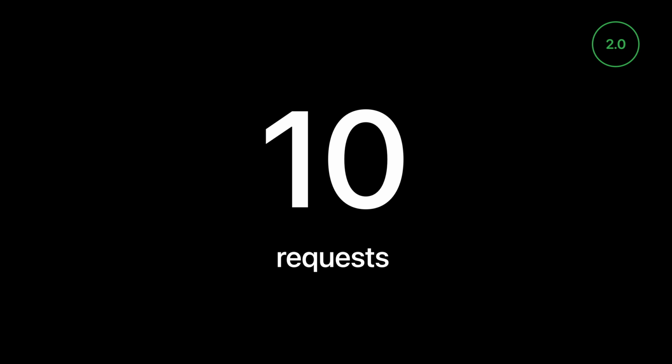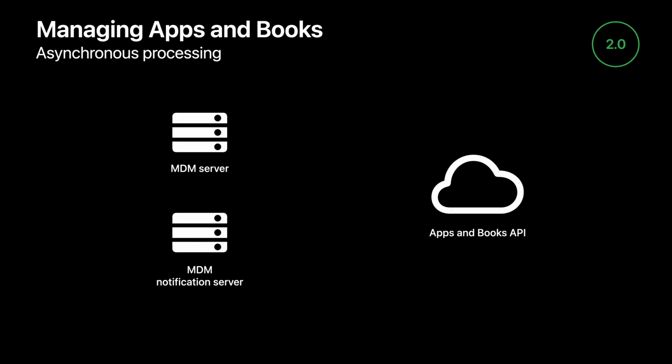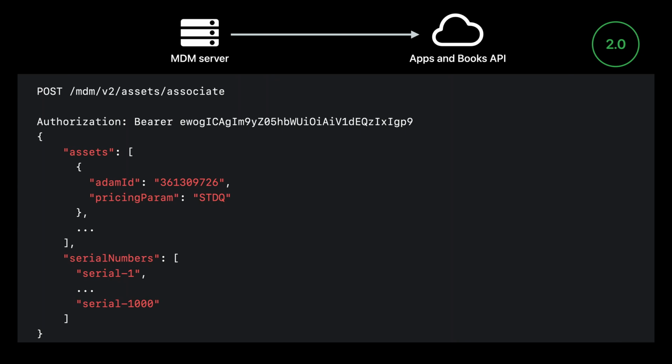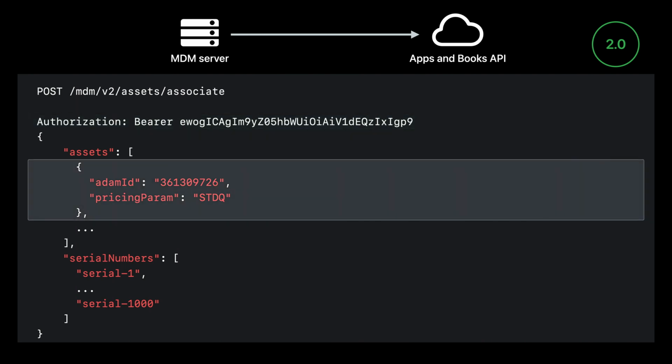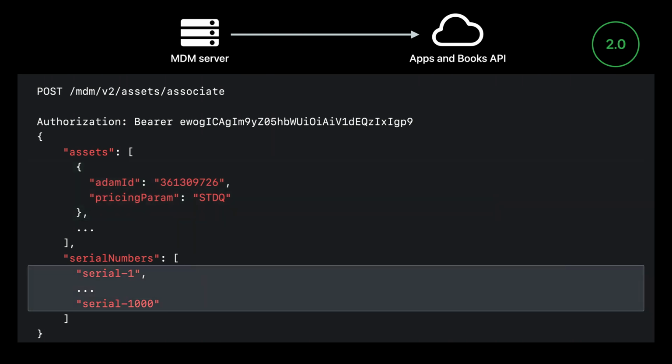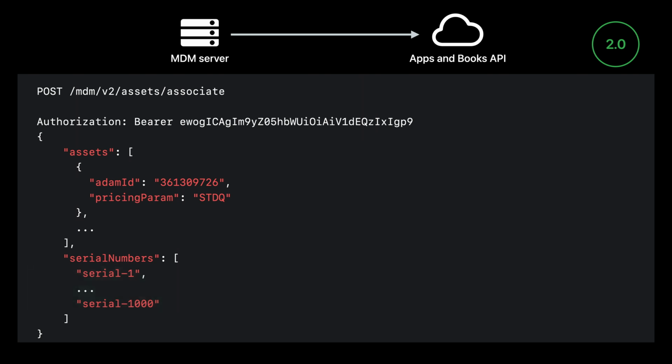Let's look at how you achieve this. On the left, we now have the addition of your notification server. Process still starts with you making a request to Apple to manage assets. In the request, you provide the S token in the authorization header. You can now provide us with multiple assets in a single request, up to 25 currently. This dynamic limit is exposed in service config. And provide up to 1,000 devices to perform assignment to. Another dynamic limit, also exposed in service config.